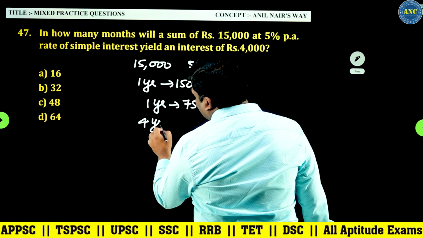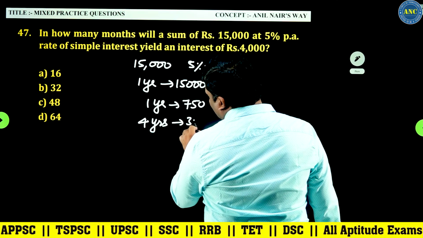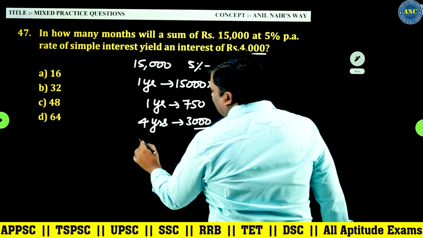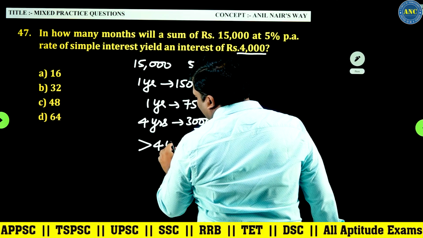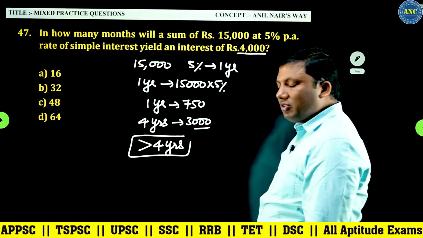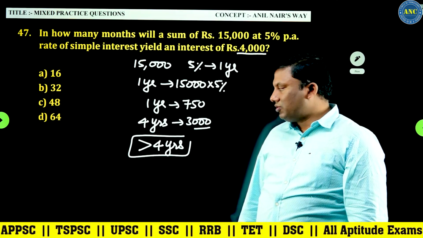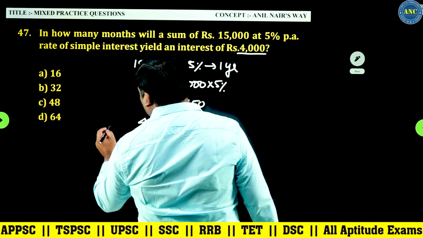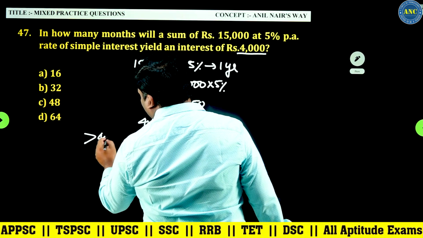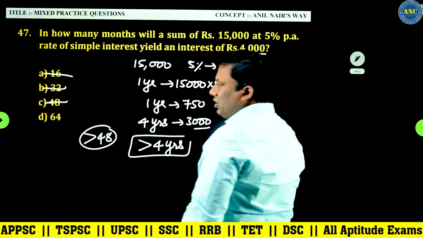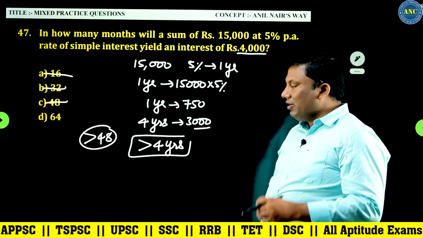After 4 years it is 3,000. The interest I need is 4,000. So the answer has to be greater than 4 years. For 4 years itself I got 3,000, but I need 4,000. A year is 12 months, so the answer has to be greater than 48. No need to solve to get the answer 64.